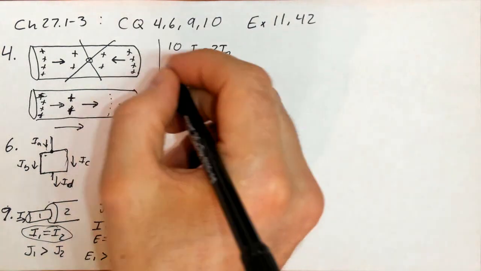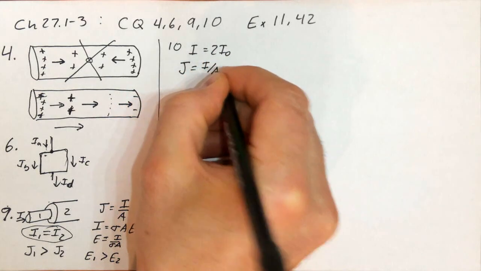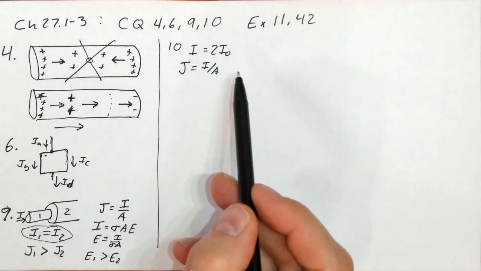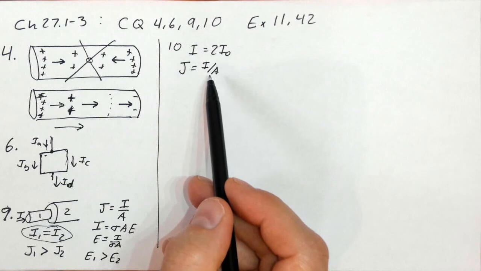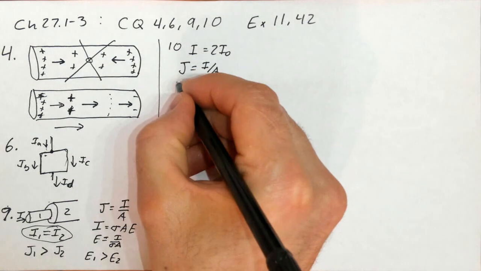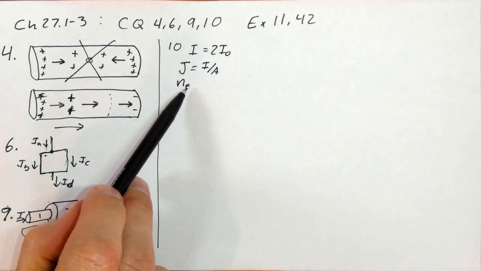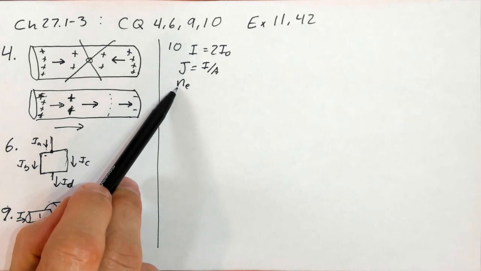All right. We've already defined J as I over A. So if the current doubled, that means J doubled, because it's directly proportional, and everything else stayed the same. The next one is the conduction electron density. That's this number n sub e, the number of electrons per unit volume.